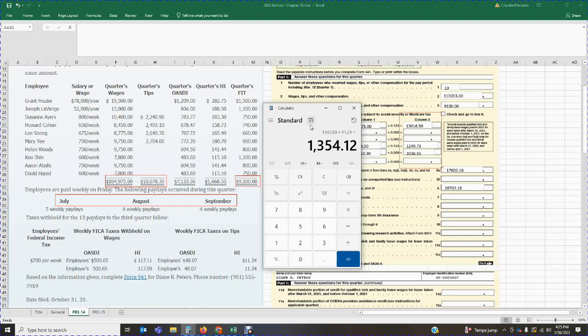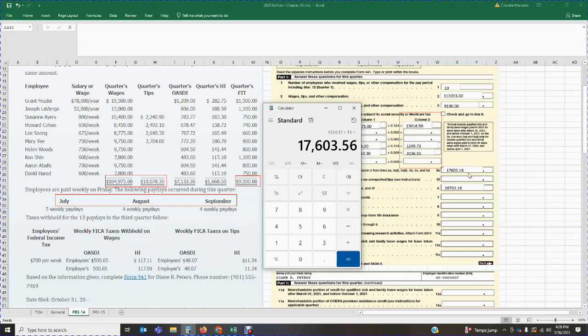Now we're going to take that number and multiply it by the number of pay periods. We had 5 pay periods in July, 4 in August, 4 in September. 5 plus 4 is 9, plus 4 is 13. So I'm going to multiply that amount times 13 pay periods. That is going to give me 17,603.56. This is the amount that was deducted from the employee's paycheck and that the employer contributed for OASDI and HI taxes. Okay, we're going to compare this number to line number 5E.